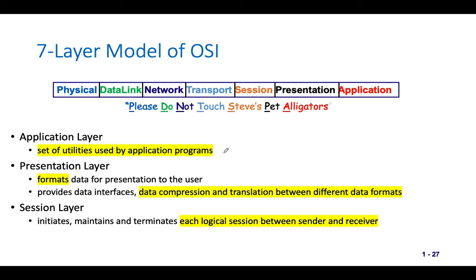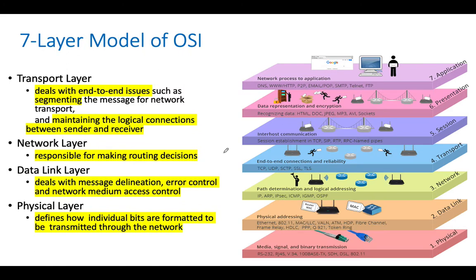The layer number 5, which is the session layer, as the name mentions, involves establishing, maintaining, and terminating sessions between similar devices, sender and receiver. The transport layer, as I put here, we focus on the end-to-end connection. What's happening between the sender and receiver?